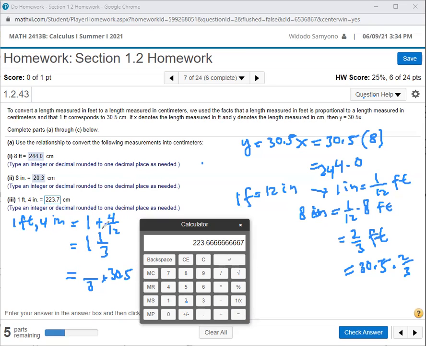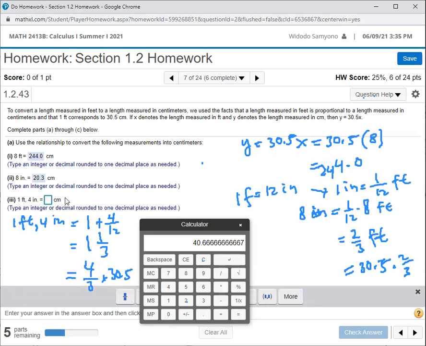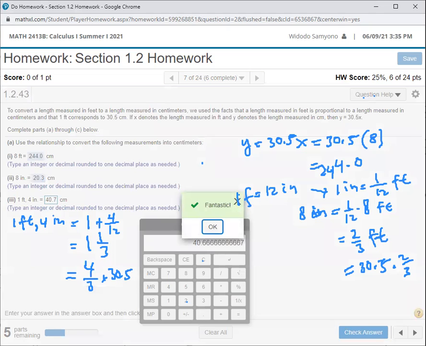So that means this one is 1 plus 4 over 12. So you have 1 over 3. So if you multiply this one, you got 3 plus 1 is 4. So you got 4 over 3. So fill out this first. We got 4 times 30.5 equals, and then divide by 3. So your answer is 40.7, okay. 40.7. Okay, good to know that.